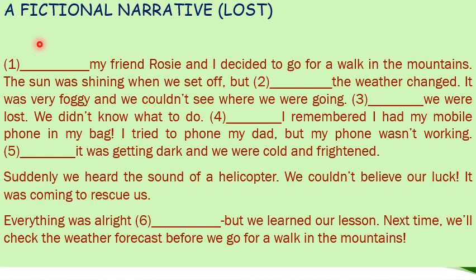Okay, so now we will look at this text. We need to fill up the text here using the correct connectors. My friend Rosie and I decided to go for a walk in the mountains. The title for this story is Lost. The sun was shining when we set off, but the weather changed. It was very foggy. Foggy means you cannot see clearly. And we couldn't see where we were going.